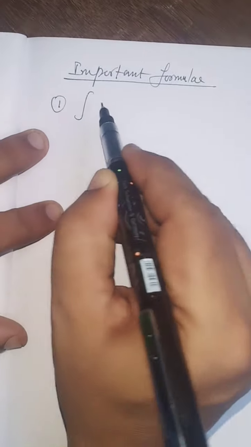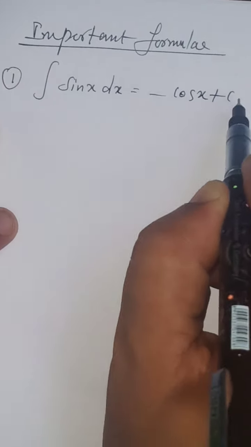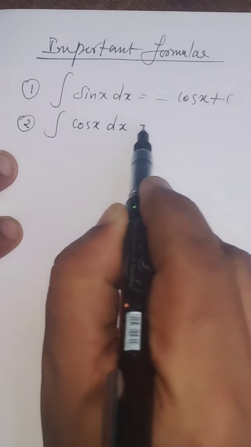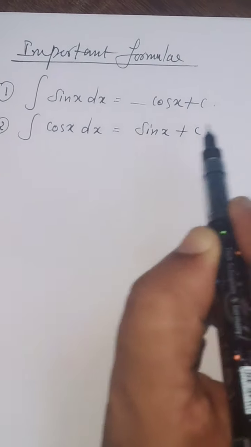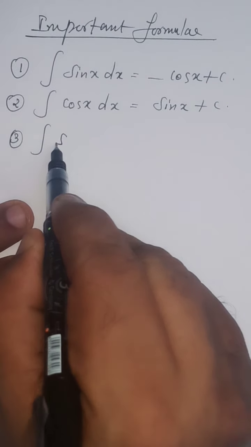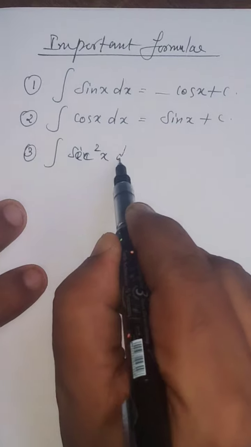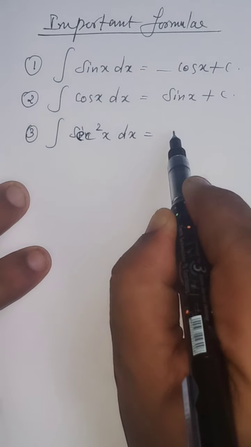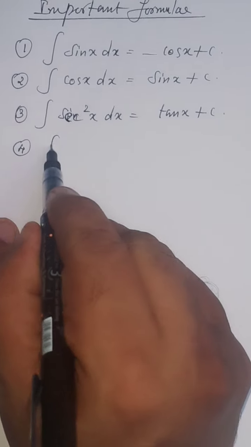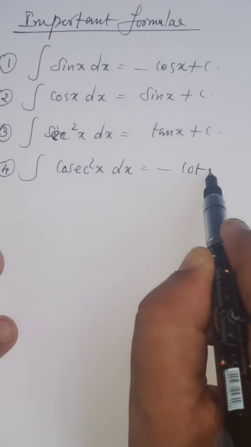Number one, integral sin x dx is equal to minus cos x plus c. Number two, integral cos x dx is equal to sin x plus c. Number 3, integral secant squared x dx is equal to tan x plus c. Number 4, integral cosecant squared x dx is equal to minus cot x plus c.